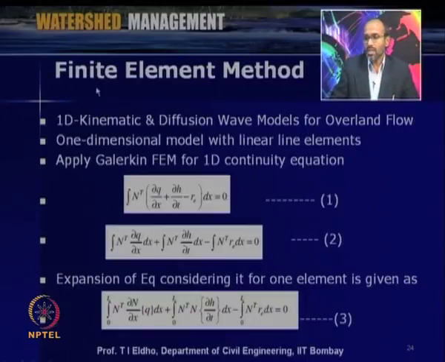For the continuity equation we can use a scheme like the Galerkin finite element method in one dimension, using linear line elements. First we use a shape function, N, also called an interpolation function, and multiply it by the governing equation, integrate over the domain and equate to 0. We use the Galerkin scheme here, then integrate and transform the equation as in equation number 2. This shows the expanded form of this equation.